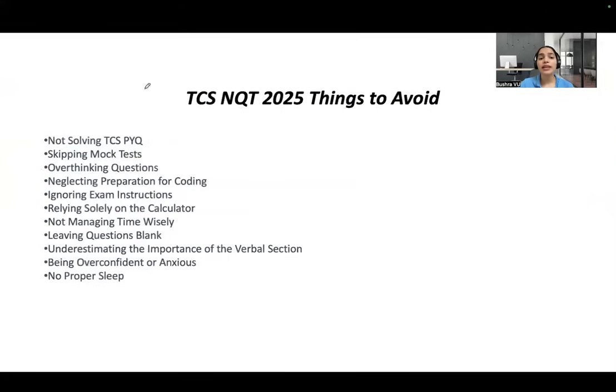Okay. Finally, let's move to the things to avoid. This is going to be our last section, but it's a very, very important section. Not solving PYQs. Please solve previous year questions, because a lot of times the format of the questions is not changed. Say something was asked last year, and similar kind of questions come this time, only the values have been changed. Then it is going to be easier for you to solve the TCS test. This way you will be able to score a lot of marks.